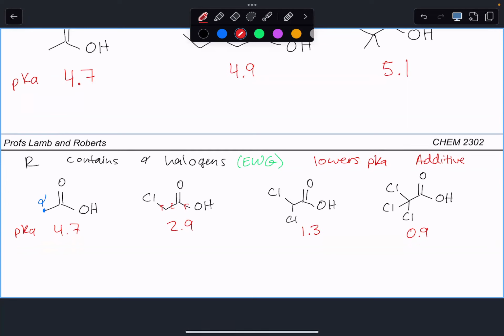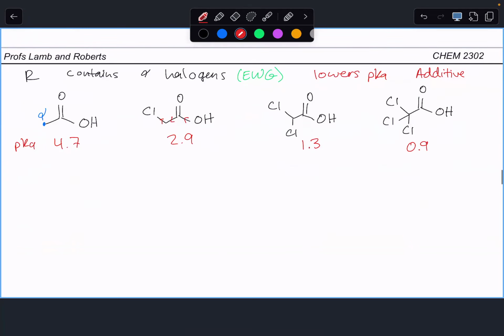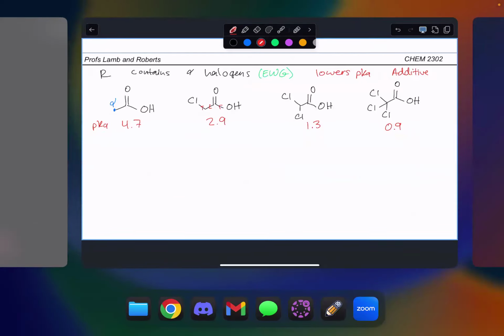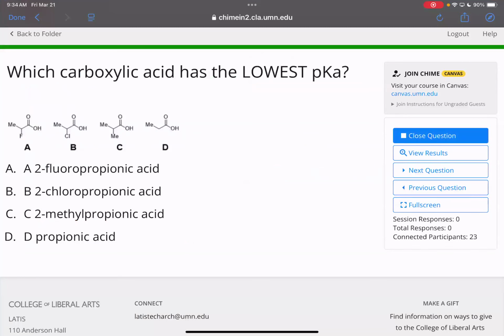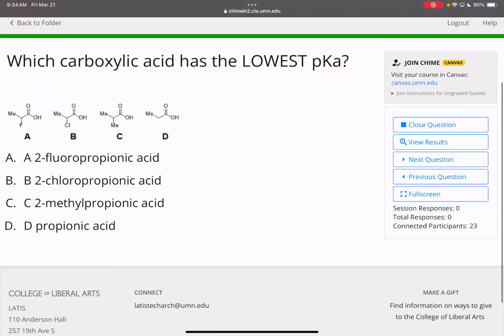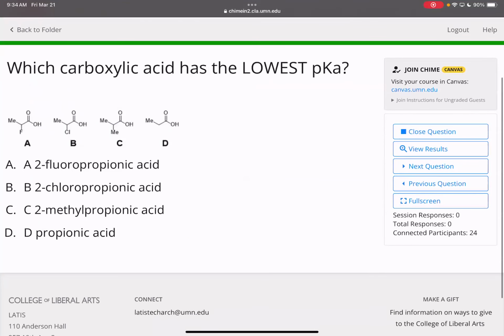Questions on this? All right, let's do a timing question to see if that's making sense, and if we can apply our knowledge of different groups here. So again, which carboxylic acid has the lowest pKa? So we have 4 different carboxylic acids with different groups in the alpha position. A fluorine, a chlorine, a methyl, and a hydrogen.